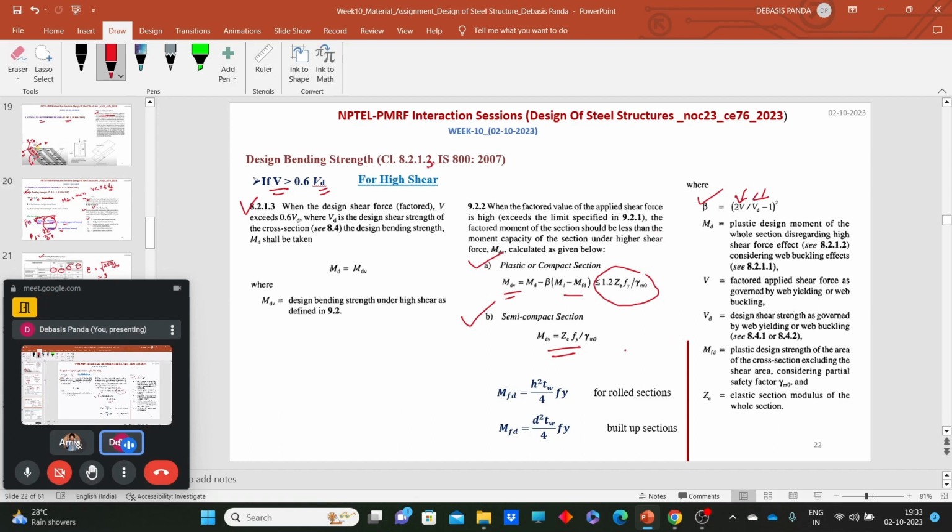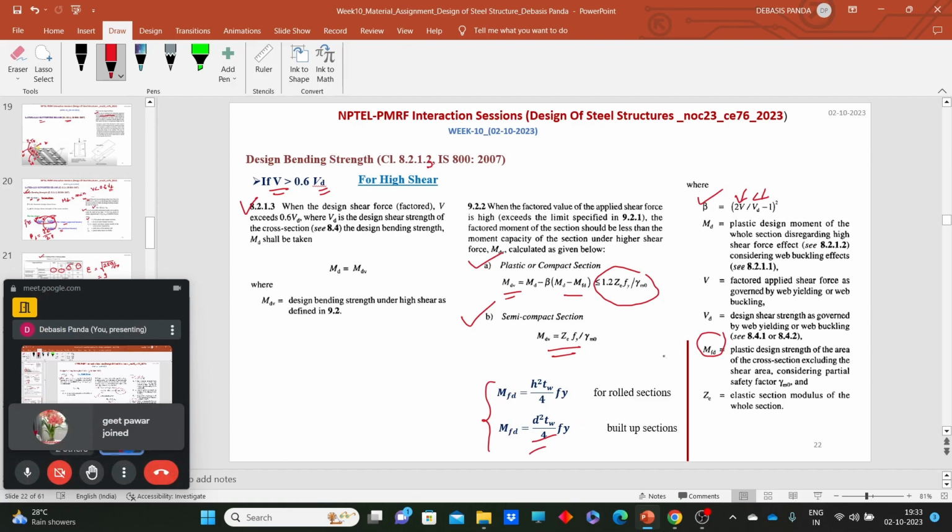Now here is one more factor, like MFD. What is that? The plastic design strength for the area of cross section. So how can we calculate the value of MFD? If we have the rolled section, we can calculate H square TW by 4 Fy. What is that H? That is nothing but the overall depth of that rolled section. And for the built up sections, we can calculate D square T by 4 into Fy, and here D is the effective depth for this section.